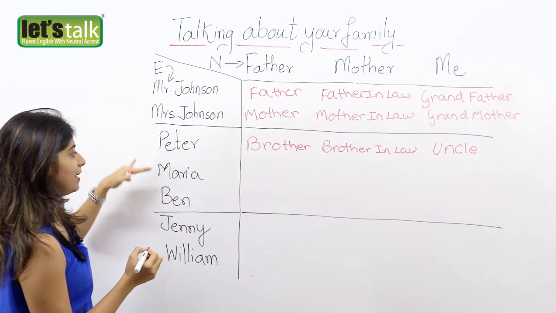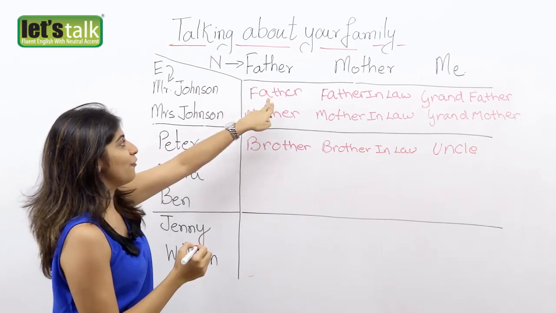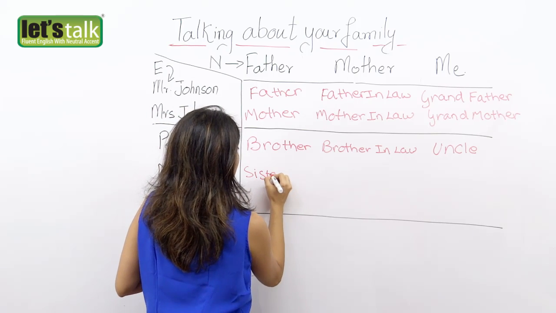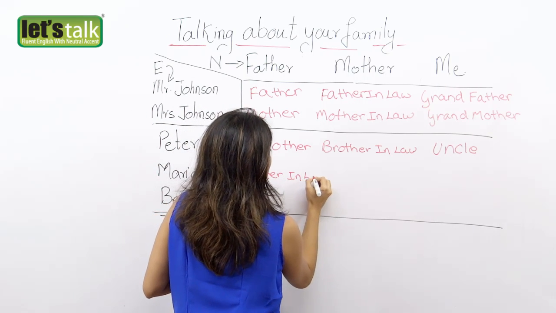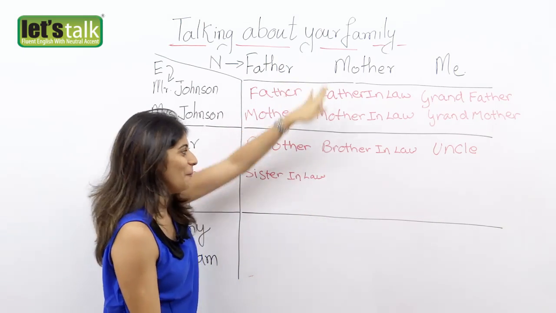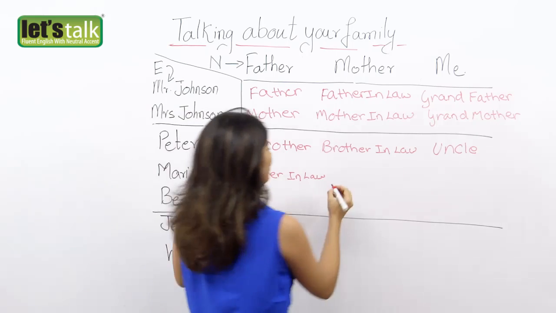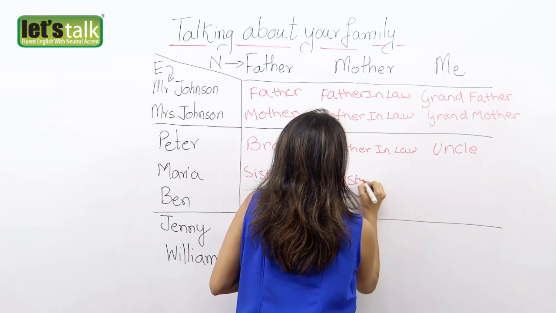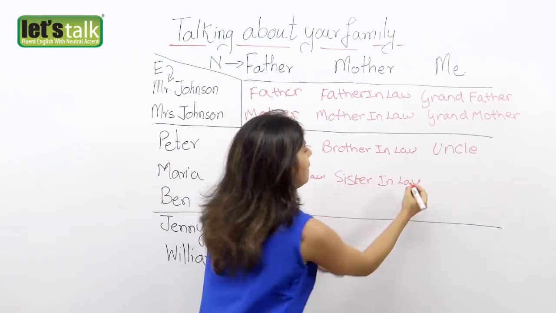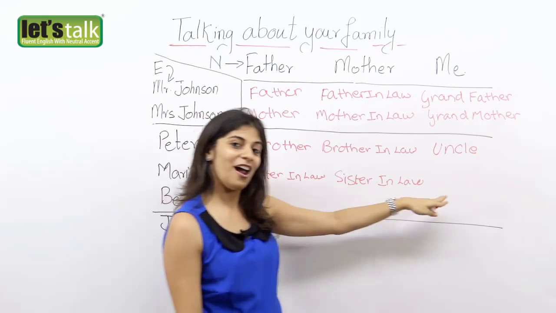Maria. Now, Peter is married to Maria. Maria would be your father's sister-in-law. As well as, since your father is married to your mother, for your mother also, Maria would be her sister-in-law. And for you and for your siblings, Maria would be your aunt.